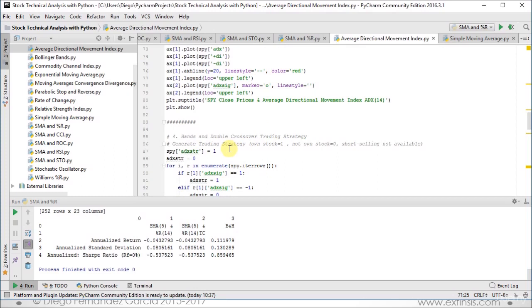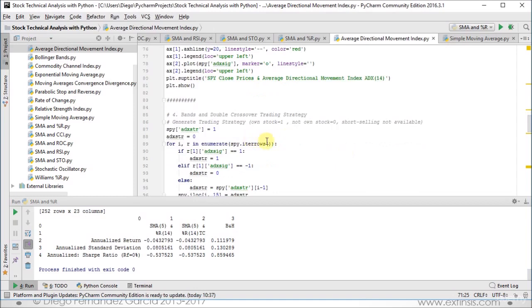So now we're going to do, in this case, the price and bands double crossover trading strategy. Generate trading strategy, again: own stock equals 1, we don't own it equals 0, and short selling is not available. For this, we're using a for loop in which we're asking if our trading signal was equal to 1 or buy, we own the stock. If it was equal to -1 or a sell trading signal, then our trading strategy is equal to 0, we don't own the stock. Else, we repeat the previous period's trading strategy.